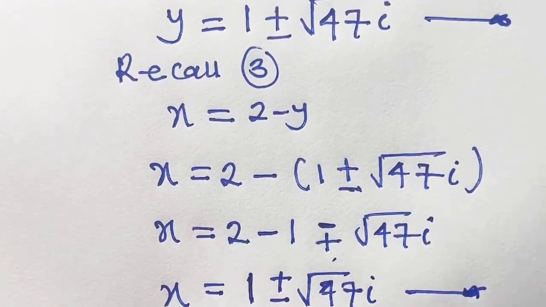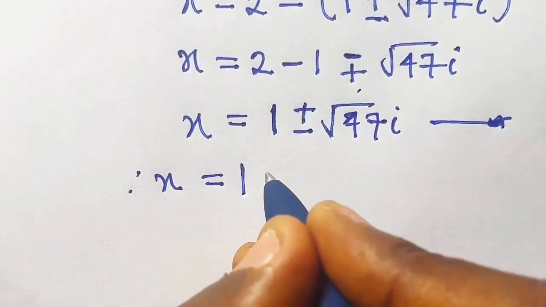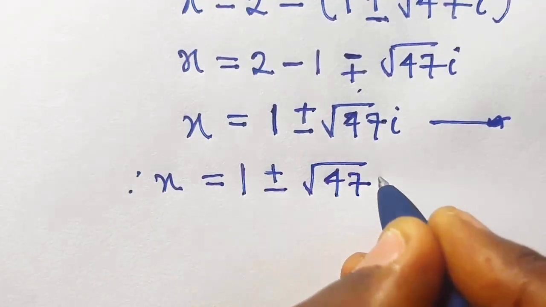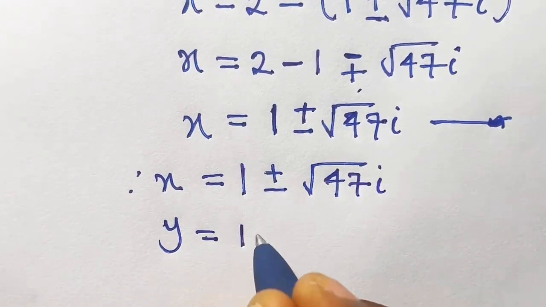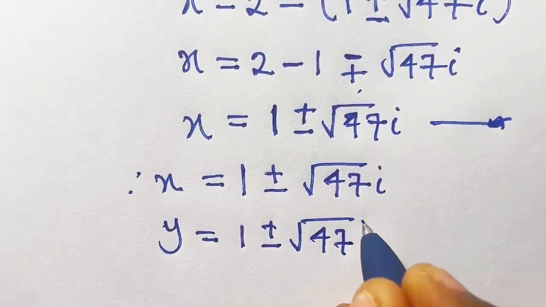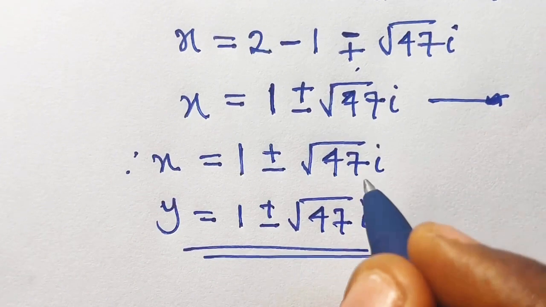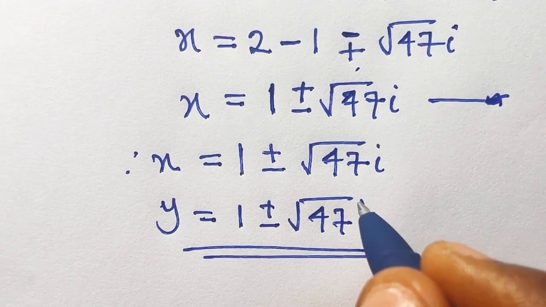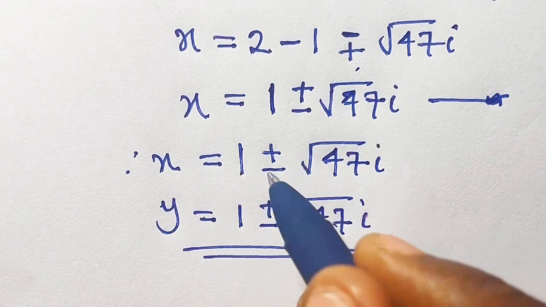Therefore, our x is equal to 1 plus or minus square root of 47i, and our y is equal to 1 plus or minus square root of 47i. So this is our answer. You can actually verify this using our original equations. So kindly verify and tell me if these values of x and y satisfy the given equations.